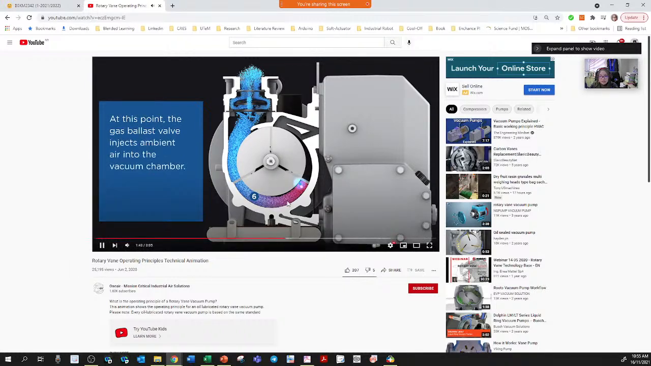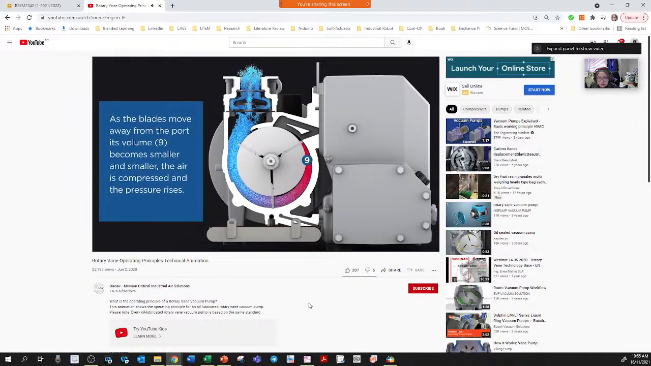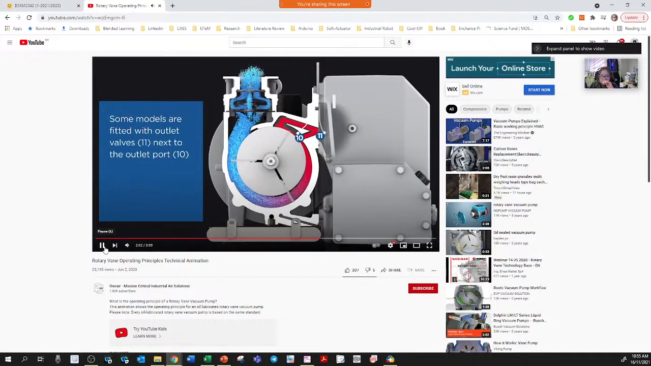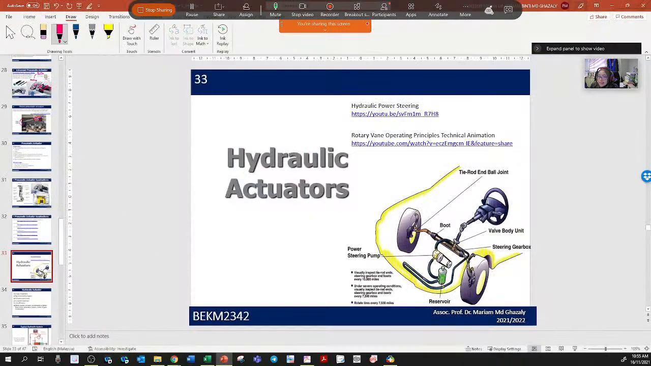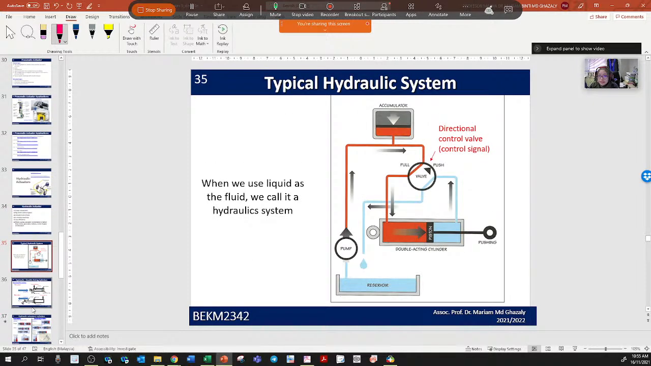Okay, this is maximum air volume. This is where the air is being compressed, and this is where it's being pressurized. So just look at the video, watch how the rotary actuator principle works. For the hydraulic actuator, just go through that and then you can read.